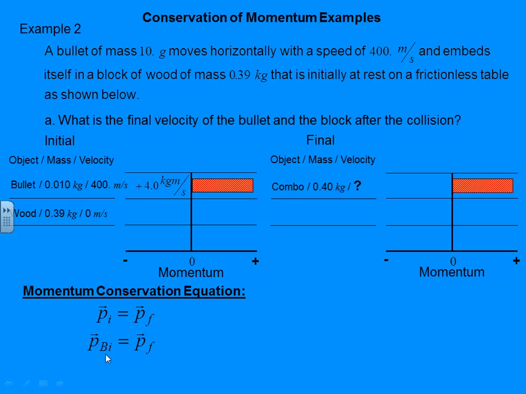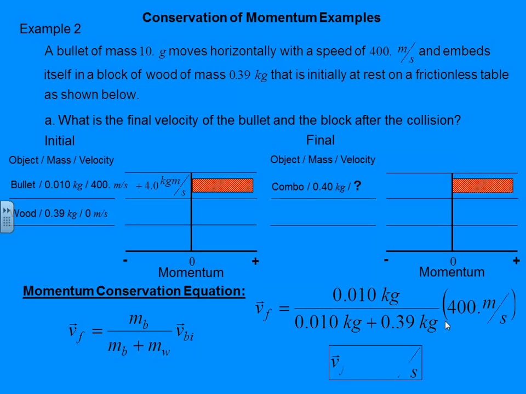In this case, the initial momentum is the momentum of the bullet. The final momentum we could look at as the sum of the momentum of the bullet plus the momentum of the wood, but it's easier to just look at it as a combo. So that way you can just say it's the total mass times the final velocity. And you don't have to distinguish the final velocities, because since the bullet is embedded in the block, it's exactly the same. Solve, plug your numbers in, and you get your answer, 10 meters per second. Plug that in. 0.4 times 10 is, of course, 4.0 kilogram meters per second, and everything works out.